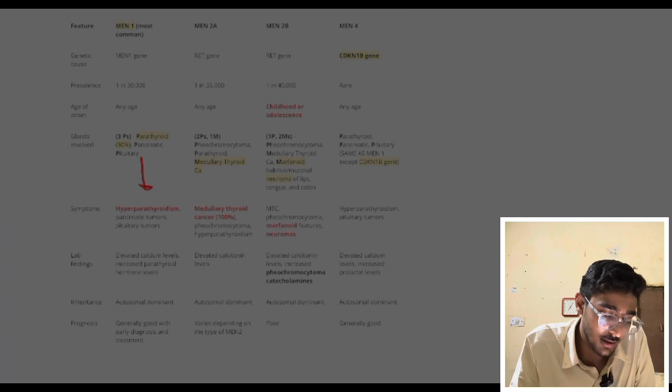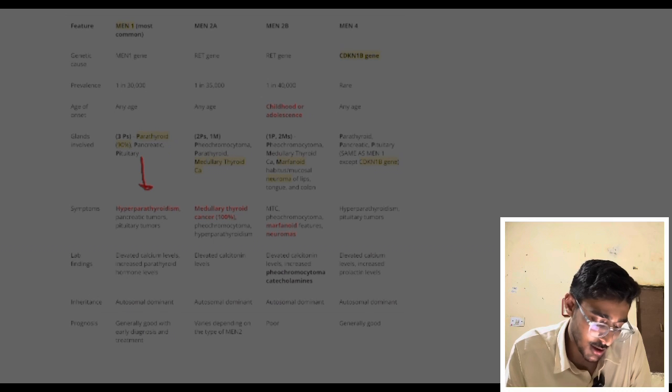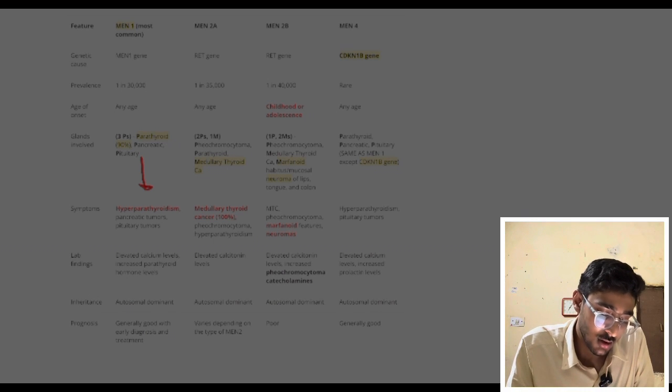And let's see what the prognosis of the various MEN syndromes is. MEN 1 generally has a good prognosis if diagnosed early and treated early. Okay, now MEN 2B has a poor prognosis, and MEN 4 and MEN 2A generally have a good prognosis.